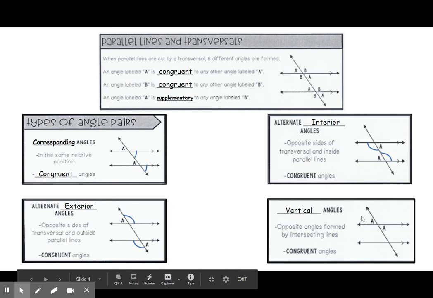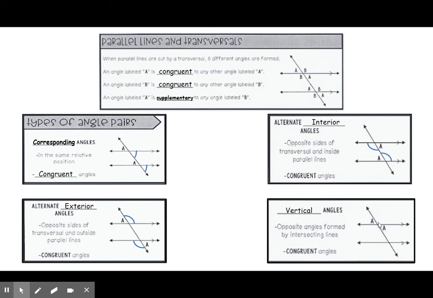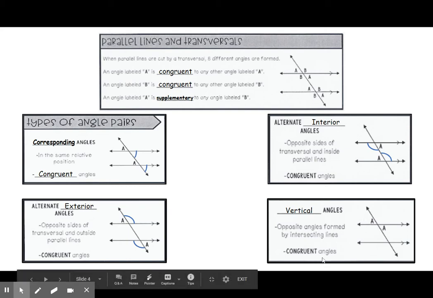So if they are on opposite sides of those intersecting lines, we call those vertical angles. So they are directly diagonal or opposite of those intersecting lines. And again, vertical angles are congruent or the same. All right, and so here would be another example of vertical angles. So vertical angles are close. They're just opposite of those intersecting lines. All right.